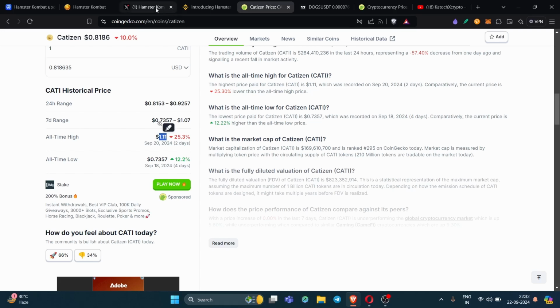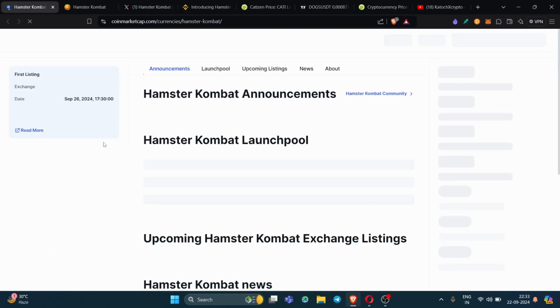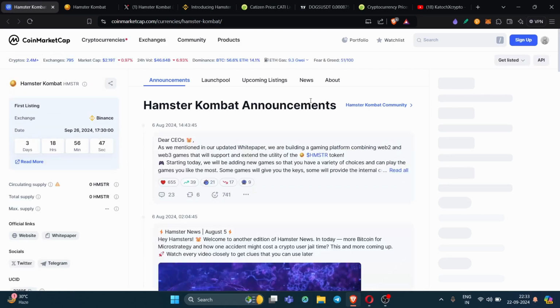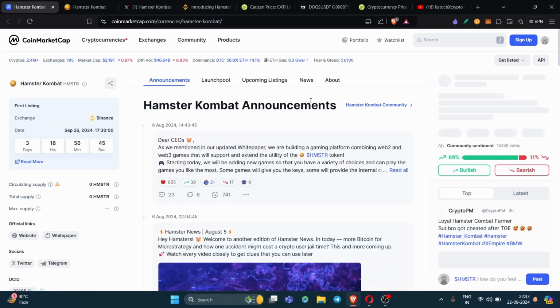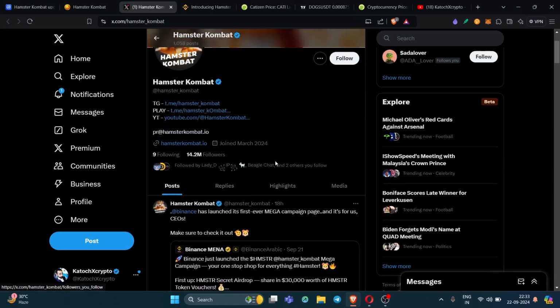Now, coming back to Hamster Kombat, the listing is very near. If you look at the CoinMarketCap data, which is right over here, you will know there are only a few days left for the token listing, which is on September 26, 2024, and there are 3 days left for it. So if you're planning to buy or sell or hold it, this is the video you should watch, because this one is very promising. It has over 14.2 million followers. So we need to talk about its price action and when you can take profit. So without further delay, let's jump right in. Let's talk about Hamster Kombat.